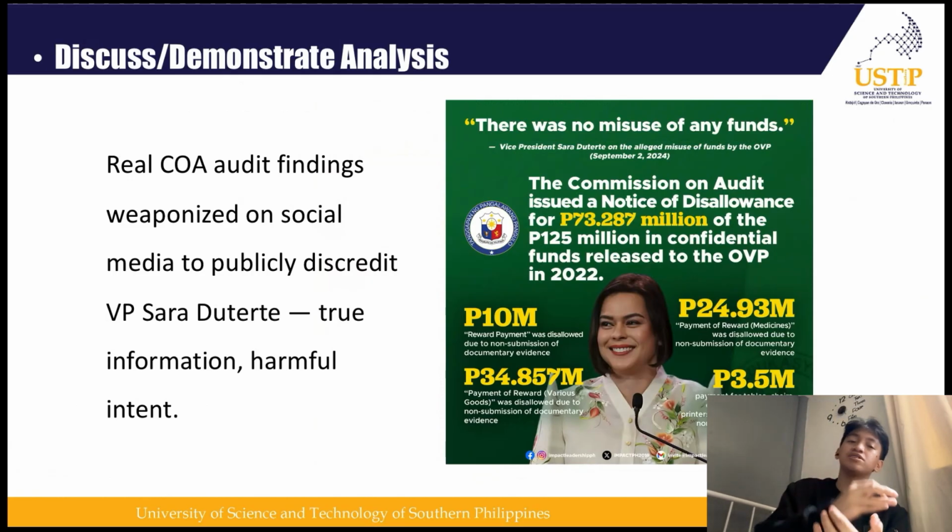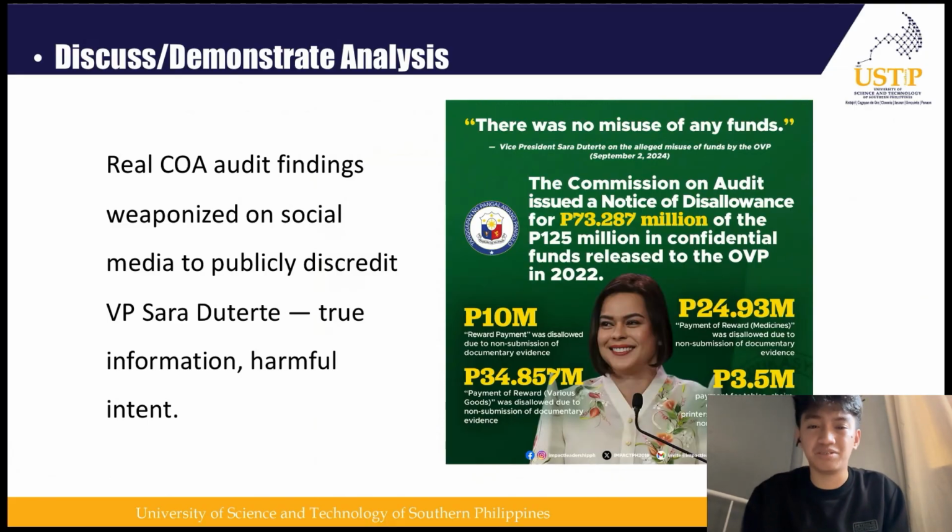So my analysis for this is its intent is weaponizing the truth. The goal was political damage, not public information. The COA report was used as ammunition in a political war. The method used was selective presentation. By putting Sara's no misuse quote right next to the COA disallowance figures, the infographic was designed to make her look dishonest, even though the full context of the audit is far more complicated than a simple infographic shows.